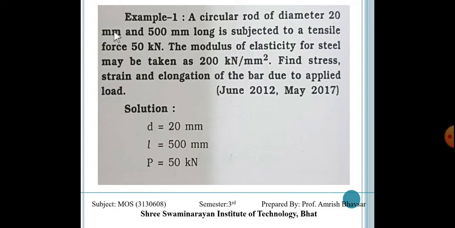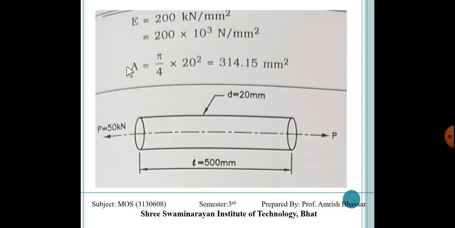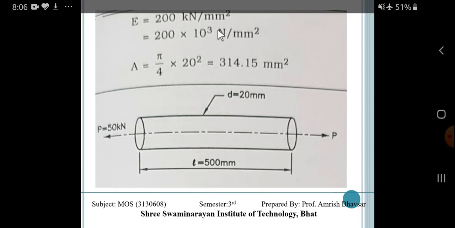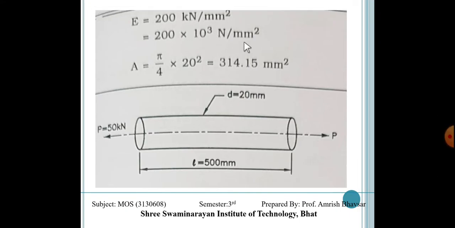Which data are given? The diameter of the bar is 20 mm, length of the bar is 500 mm, and the tensile load P is equal to 50 kilonewton. Here they have given us E, the modulus of elasticity, 200 kilonewton per mm square. But for the calculation we must convert all the units to the smaller unit, Newton per mm square. So 200 into 10 raised to 3 Newton per mm square.